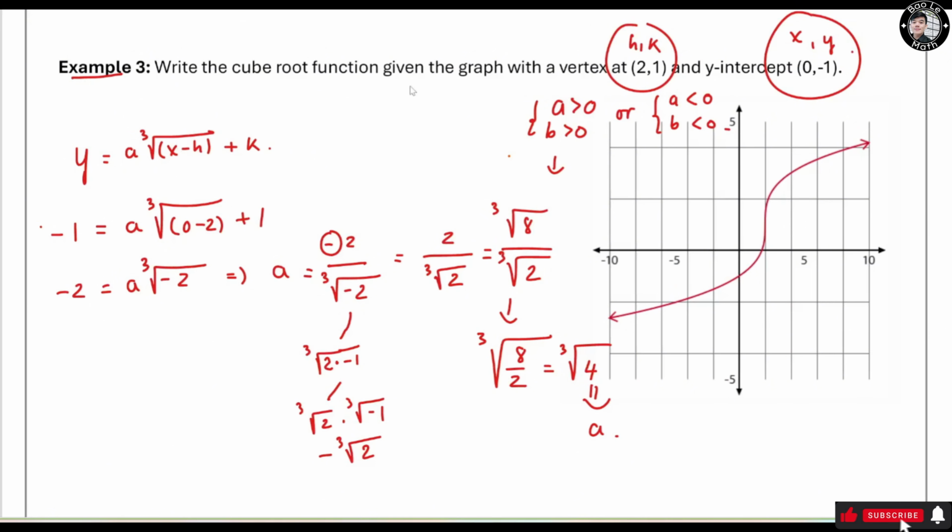Substitute back over here, we have the equation y equals the cube root of 4 times the cube root of x minus h, which is 2 right here, plus 1. Now we're going to combine these two, so it could be the cube root of 4 times the cube root of x minus 2, plus 1.